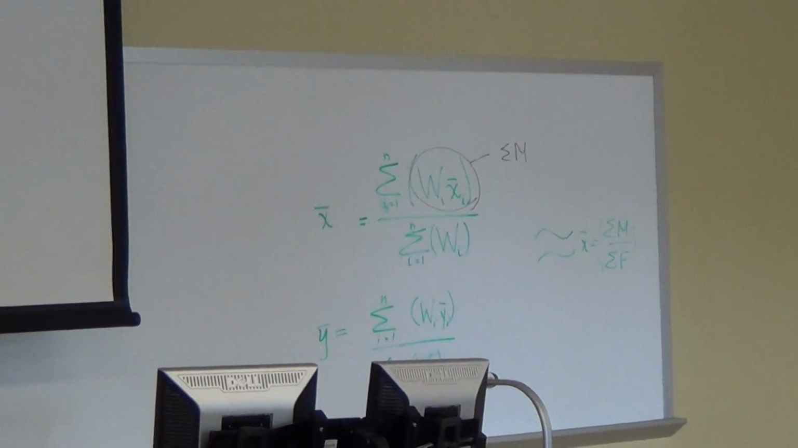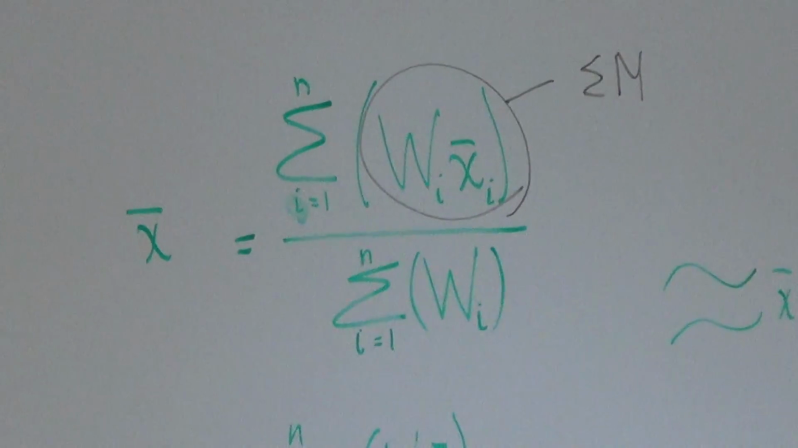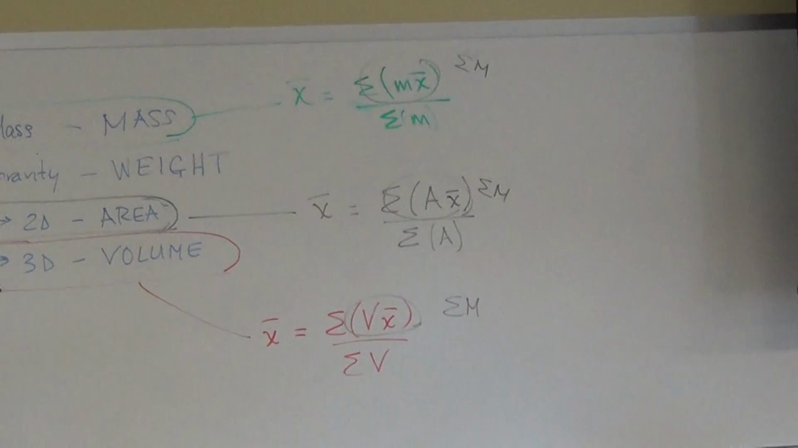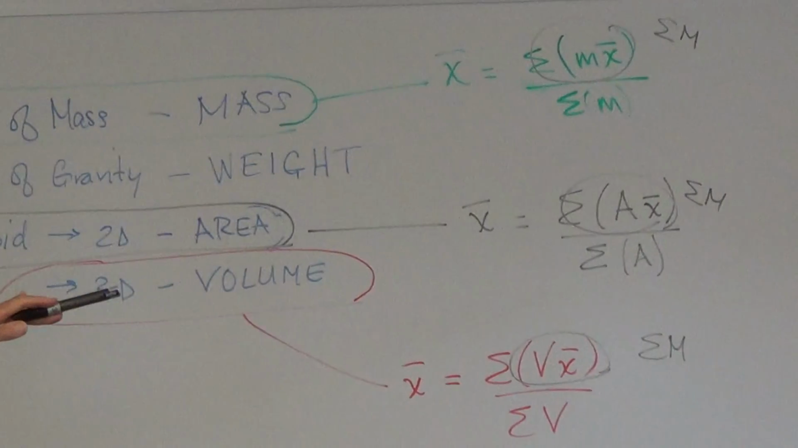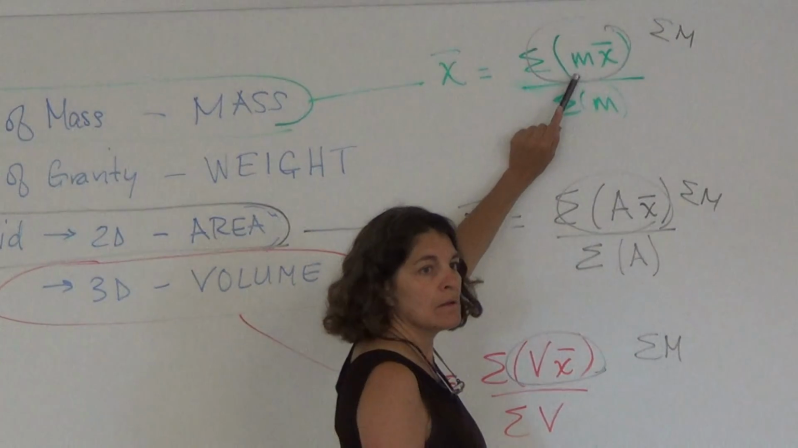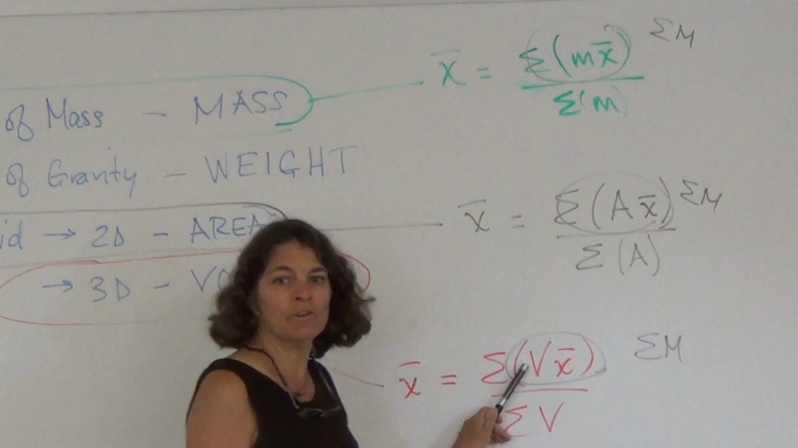First moment of mass. First moment of area. First moment of volume. Did everybody get that? So we would all agree that that is indeed a moment. You're summing up the forces times the distance, it's a moment. It's the moment of weight. This is the moment of what? Mass. This is the moment of area. And this is the moment of volume.